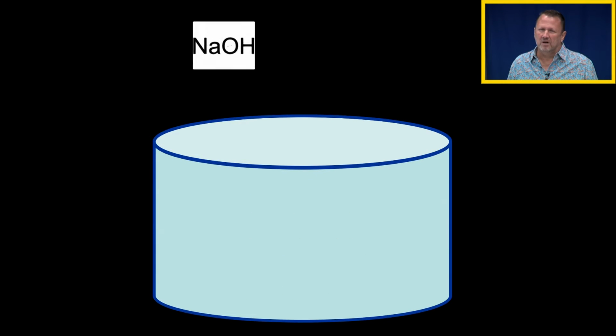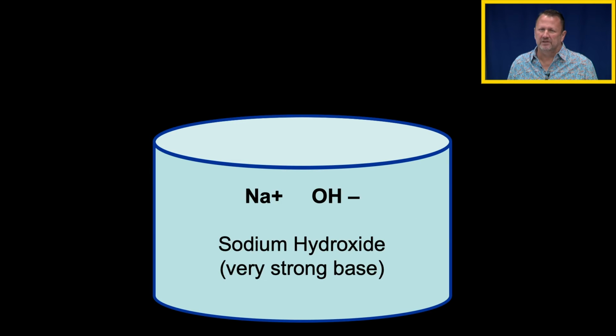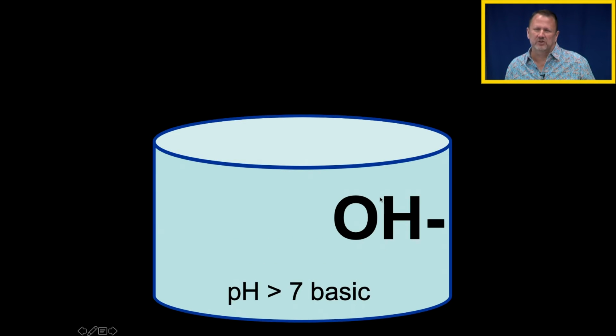Let's start with our beaker of water. Make a strong base, sodium hydroxide. Sodium hydroxide is a very strong base because it's completely dissociated its ions into solution. And so now I have a solution that's very basic because it has this excess of hydroxide ions. And remember, these hydroxide ions are ready to pull a proton out of the water and neutralize it, because when the hydroxide pulls the proton out of the water, then it just turns into water.